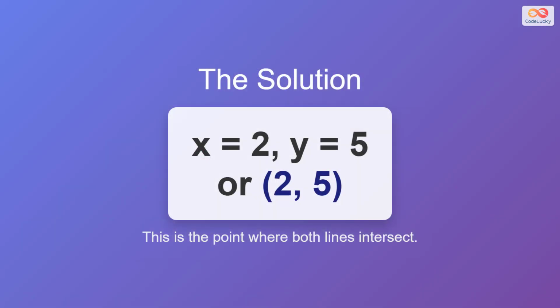So we have found our solution. x equals 2 and y equals 5. This can also be written as the coordinate point (2, 5). If we were to graph these two equations, this is the exact point where the two lines would cross.